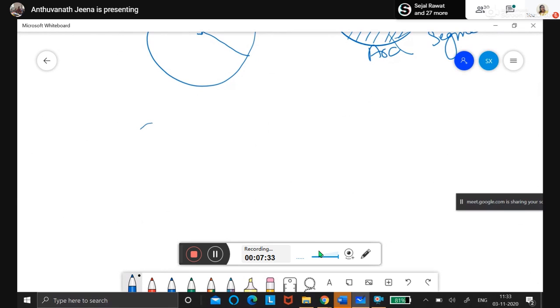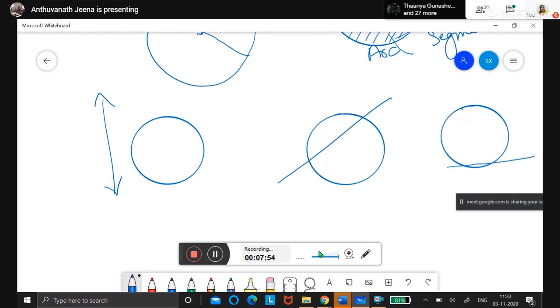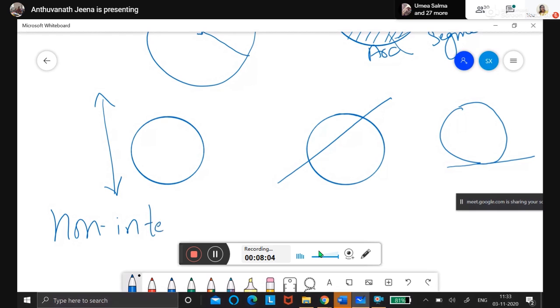Before we go into tangent, there are three situations when a circle and a line meet. One is like this, another one is like this, and another one is like this. What do you call the first situation? Non-intersecting line. Very good. When a line and the circle don't touch each other, it is a non-intersecting line.